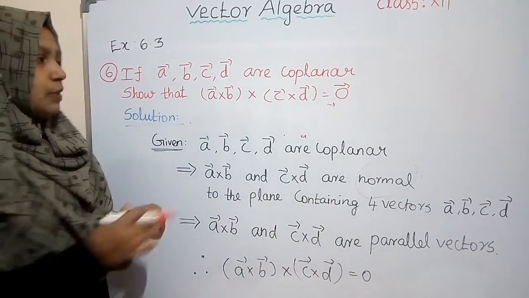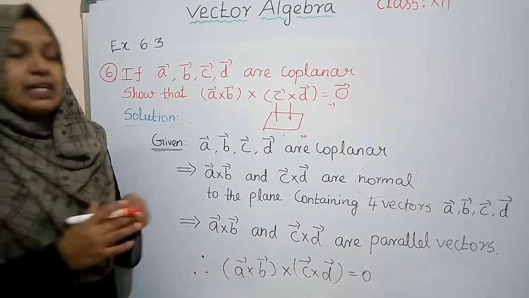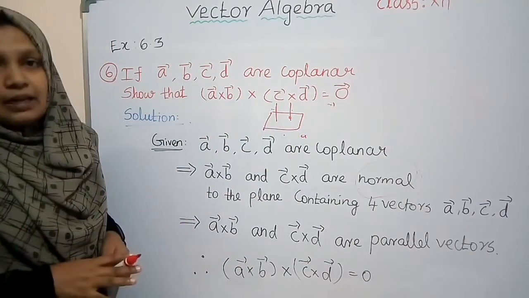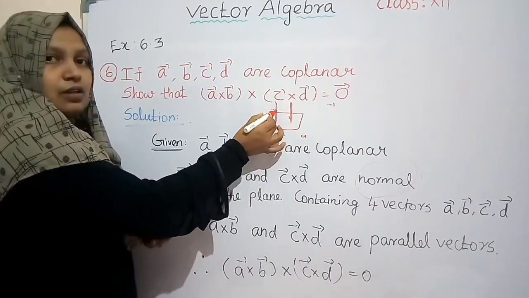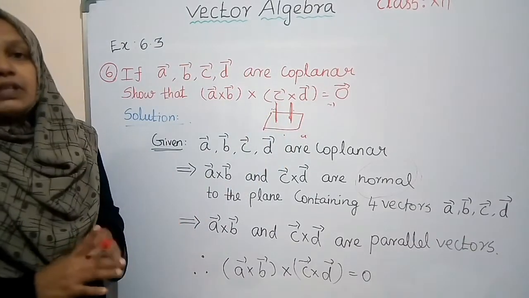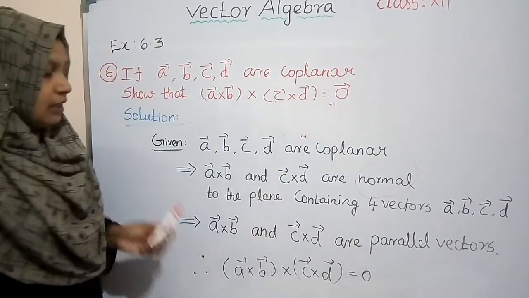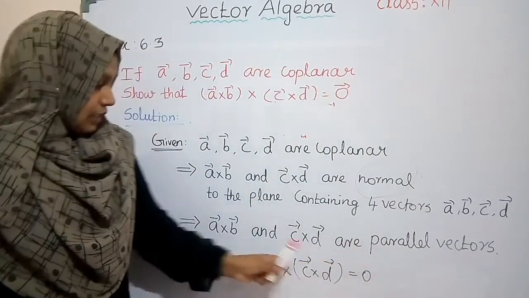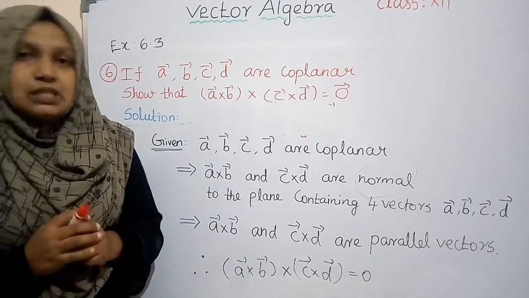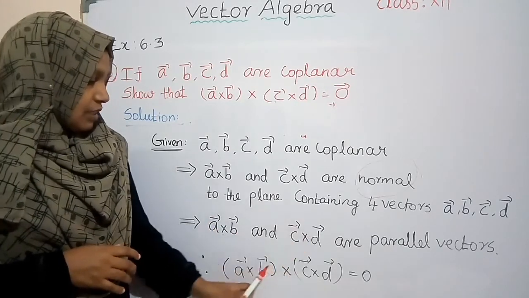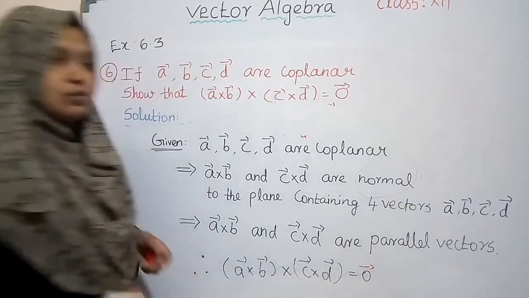So these two vectors both are perpendicular to the plane, meaning these two vectors are parallel vectors. Understood? Both are perpendicular to the same plane means we can say that both the vectors are parallel. You can imagine it like this: the first vector is a vector cross b vector, the second line is c vector cross d vector. Both are perpendicular to the plane, so they are parallel. And for parallel vectors, what you learnt, the cross product is 0. So for these two parallel vectors, the vector product is 0 vector. So we got the answer.